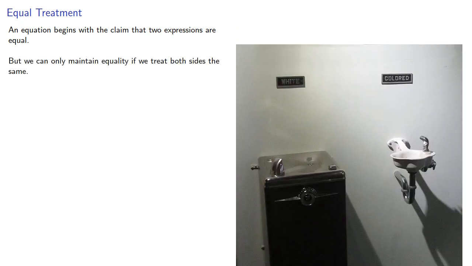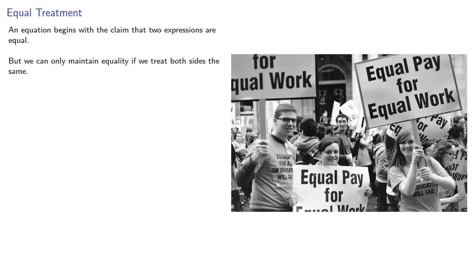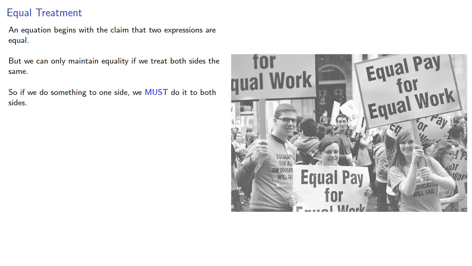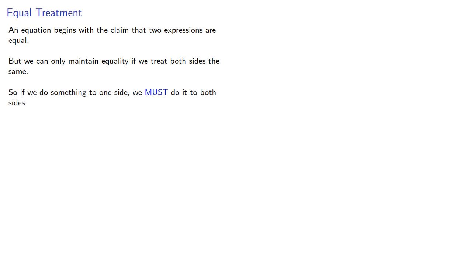Now, an equation begins with the claim that two expressions are equal. But in math and in life, we can only maintain equality if we treat both sides the same. So if we do something to one side, we must do it to both sides.